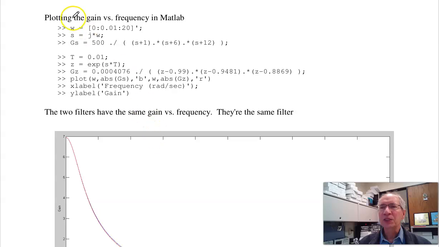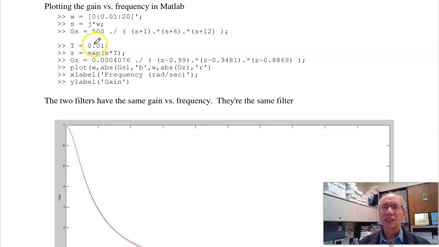To see that, what I can do is plot gain versus frequency. In MATLAB, let's go from 0 to 20 radians per second. S is j omega. Then g of s is the way you write it: 500 over s plus 1 times s plus 6 times s plus 12. Using the dot notation to tell MATLAB these are 2,000 separate calculations, do each one separately. That's g of s. To get g of z, T is 0.01, z is e to the st. G of z is the way you write it: 0.0004 divided by z minus 0.99 times z minus 0.94 times z minus 0.88.